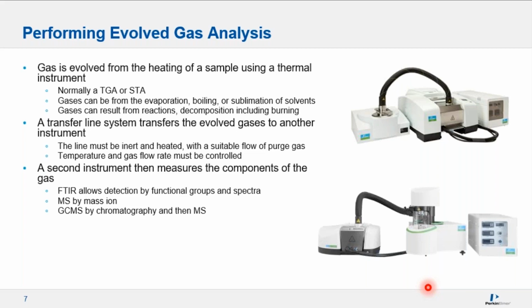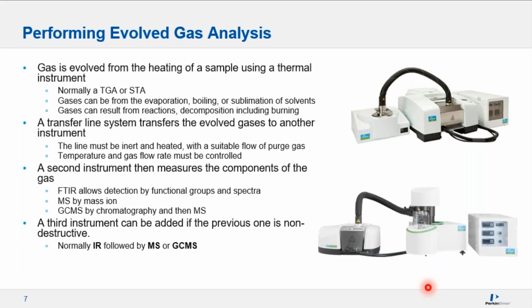The transfer line carries the evolved gas to the secondary instrument for chemical analysis. The secondary instrument can be FTIR, mass spec, or GCMS. If FTIR is used for the secondary instrument, which is non-destructive, we can add a third instrument, which will either be mass spec or GCMS.